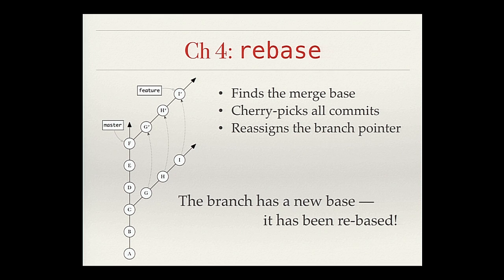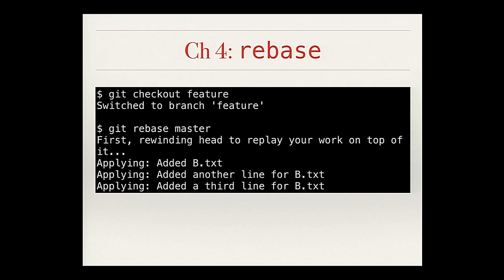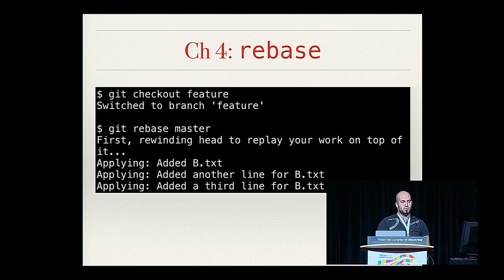So let me show you how you would actually execute that. I've got this feature branch. I'm going to check it out. And then I'm going to say git rebase master to say I want to take this branch and rebase it on top of the latest version of the master branch. And it's going to rewind back to that merge base, as I was saying. It's going to find the commits that were on your branch, and apply them one after another onto the latest version of master.